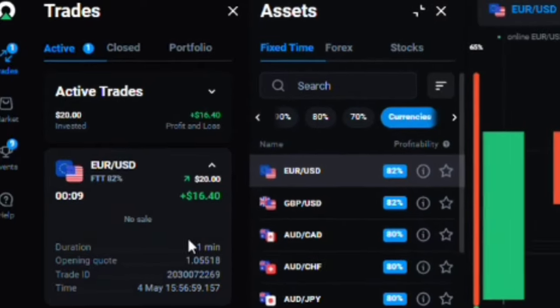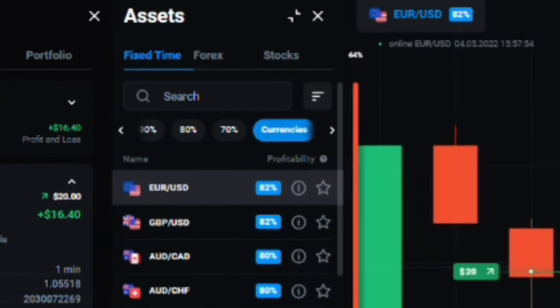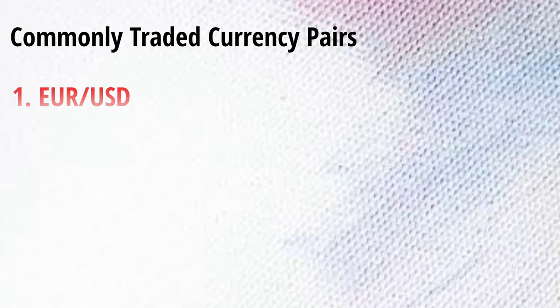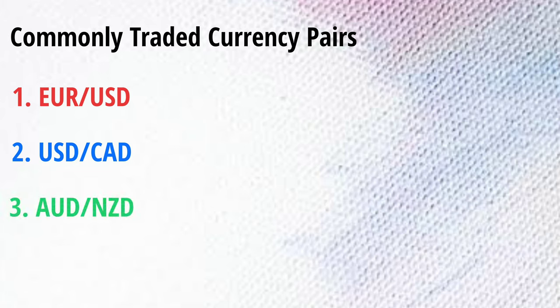The currency pairs that are traded frequently on fixed time trading platforms or binary options trading platforms include the Euro USD, USD Canadian dollar, Australian dollar against the New Zealand dollar, GBP against JPY, among others.